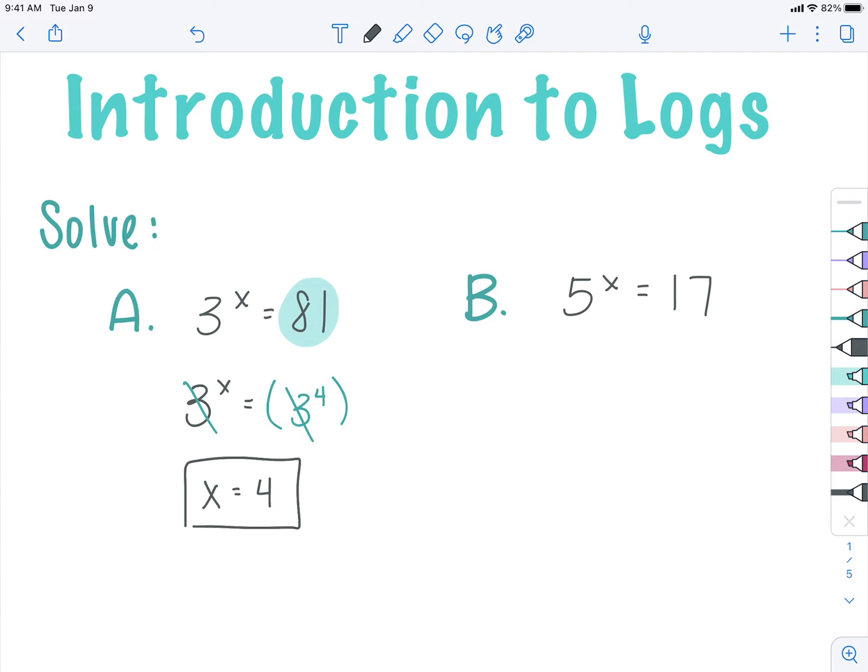If we look at the second example where we have 5 to the x equals 17, it's not as simple because we can't get 5 and we can't get 17 to have the same base. So when we have situations where we can't get the same base, we need to be able to undo that exponential equation in order to solve it. So in order to undo that exponential equation, we need to use a log.